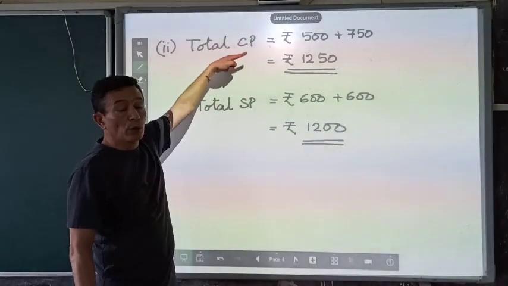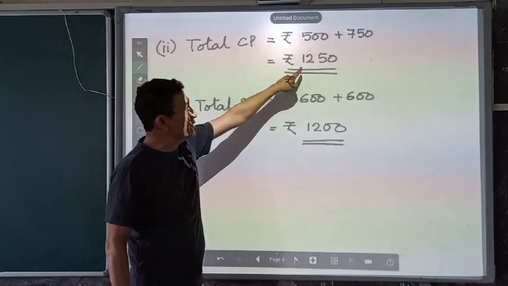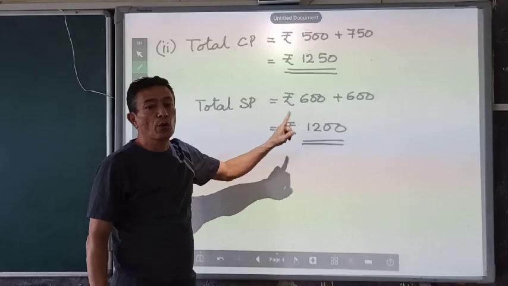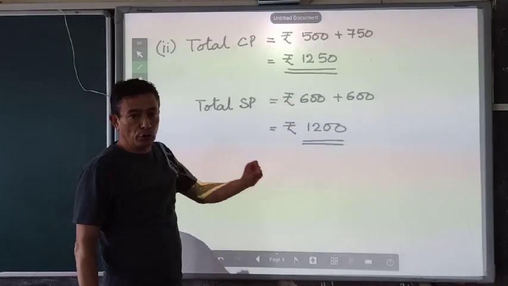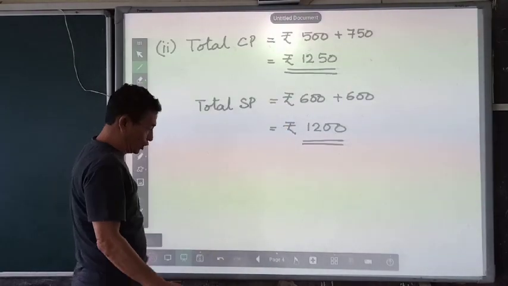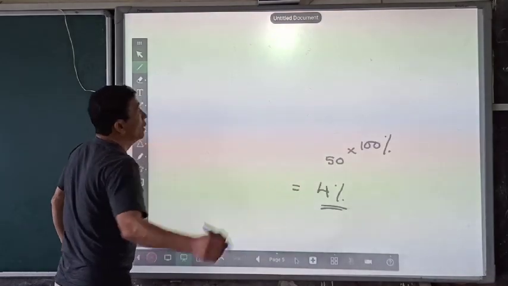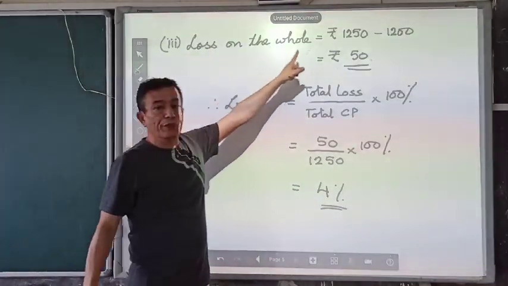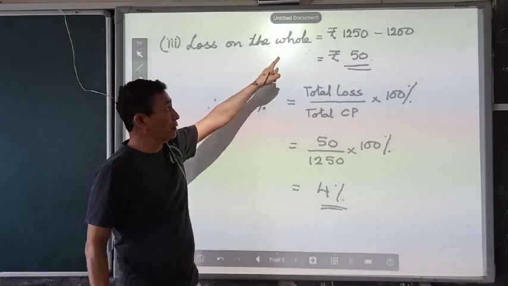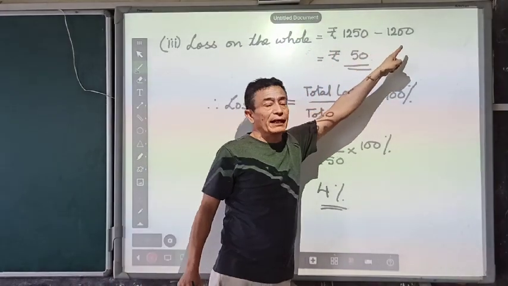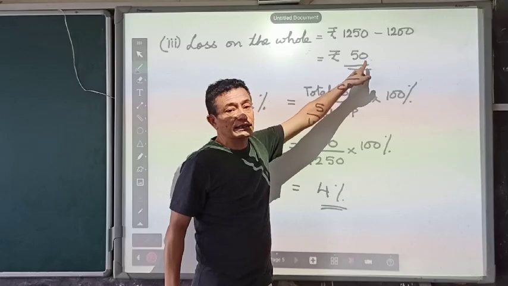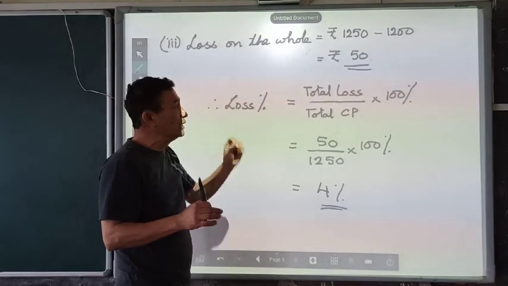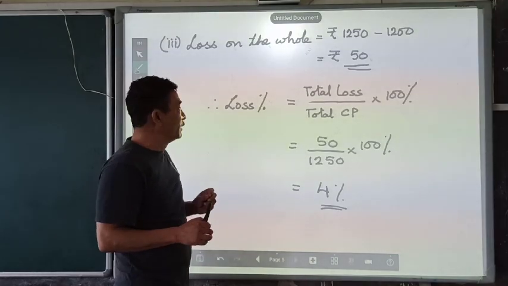So from here we can see that the cost price is more than the selling price, which means we are going through a loss, a total loss. So here, loss on the whole, that's the third part. 1250 minus 1200, so that gives us a loss of 50 rupees. So overall, when we are selling these 2 transistors, we are going through a loss of 50 rupees.